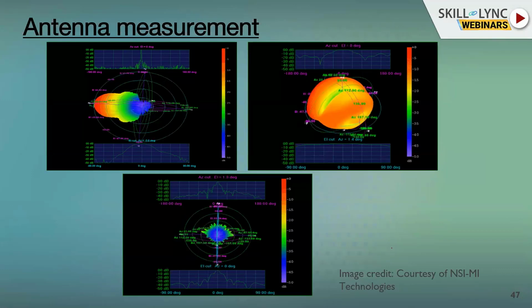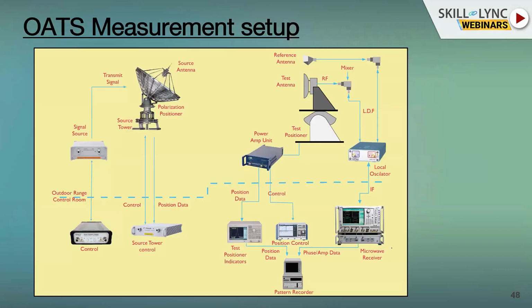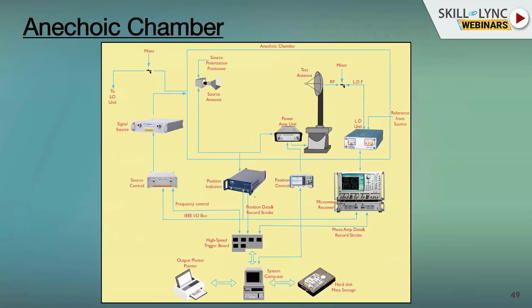And you can see here that there are a number of setups available. One such setup is the open area test site setup, wherein a typical test setup will have a signal source, the antenna under test, and the transmitting antenna. Sometimes you will have a reference antenna. You will have a spectrum analyzer or power meter. Earlier they used a local oscillator, now we use a spectrum analyzer. We have the flexibility, and test positional control also will be there, in order to capture the radiation pattern.